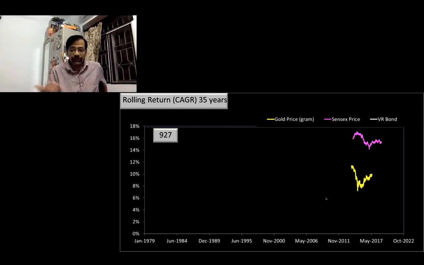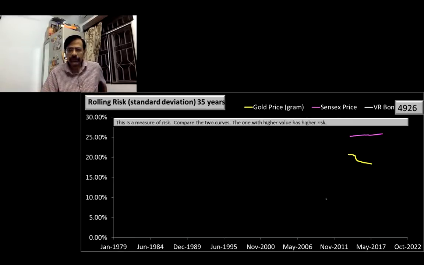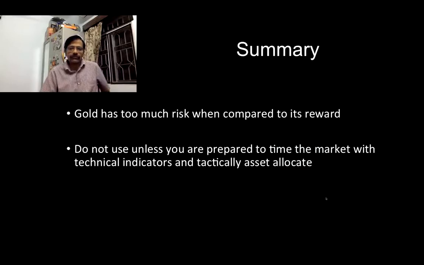That's 35 years, again the same story. Again, there's a huge spread. Again, the same risk. Now, that's the problem. I mean, should gold be part of your portfolio?